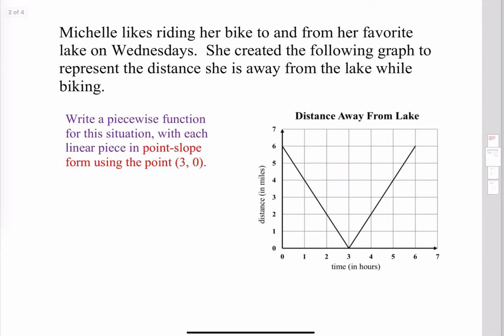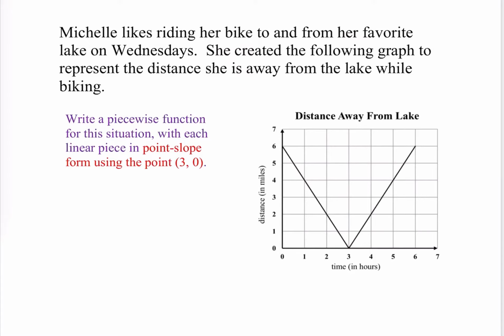Here we have Michelle. Michelle likes riding her bike to and from her favorite lake on Wednesdays. She created the following graph to represent the distance she is away from the lake while biking. Right now she is at home, 6 miles away from the lake. Then she starts to travel towards the lake at a constant speed, and when she hits the lake, she turns around and bikes back home at that same exact rate of speed.